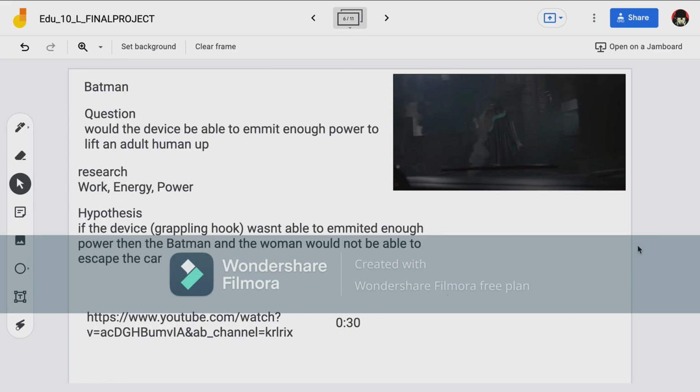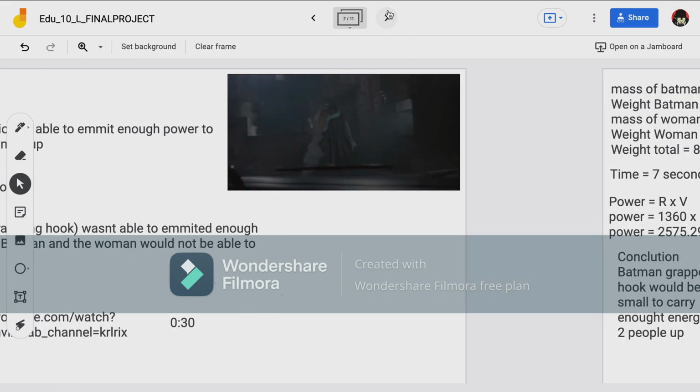My question is, would the device be able to emit enough power to lift an adult human up? When I say device, I mean the grappling hook. The research I used is work, energy and power. My hypothesis is if the grappling hook wasn't able to emit enough power, then Batman and the woman would not be able to escape the car.